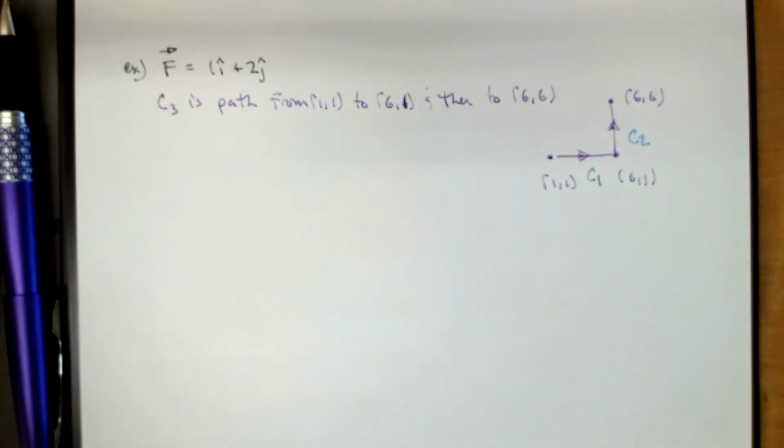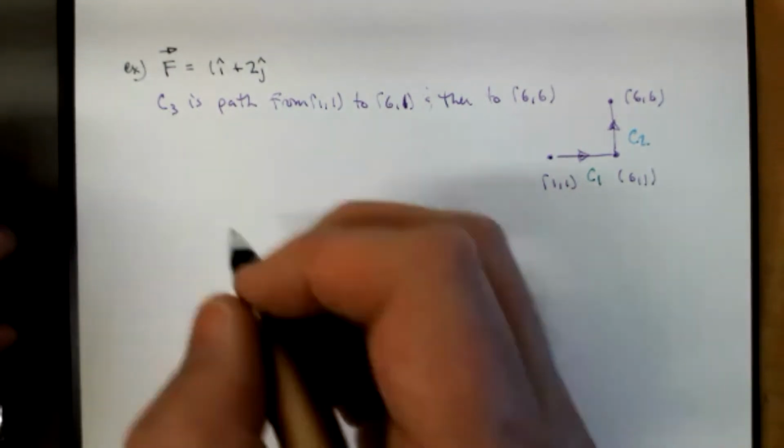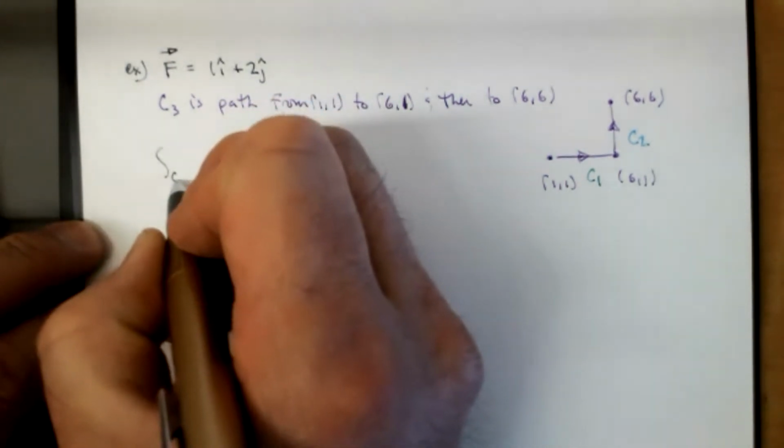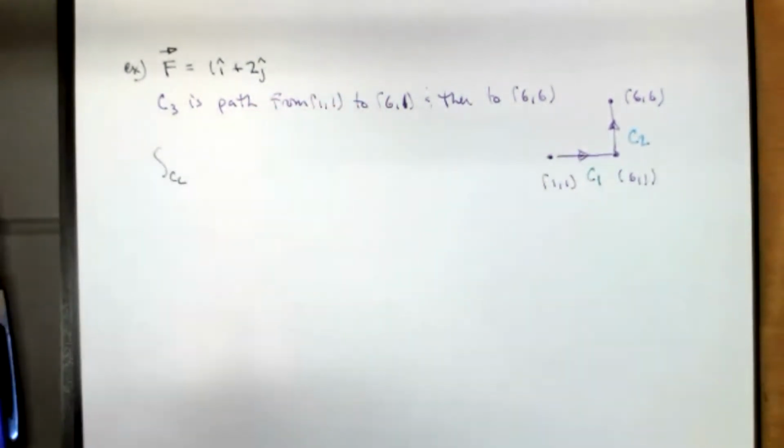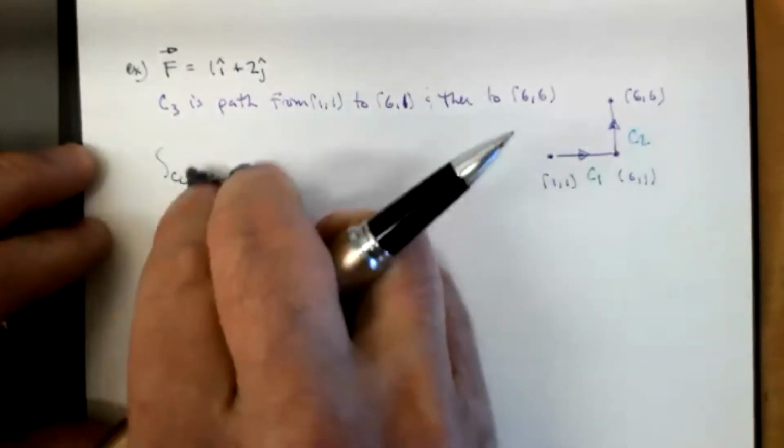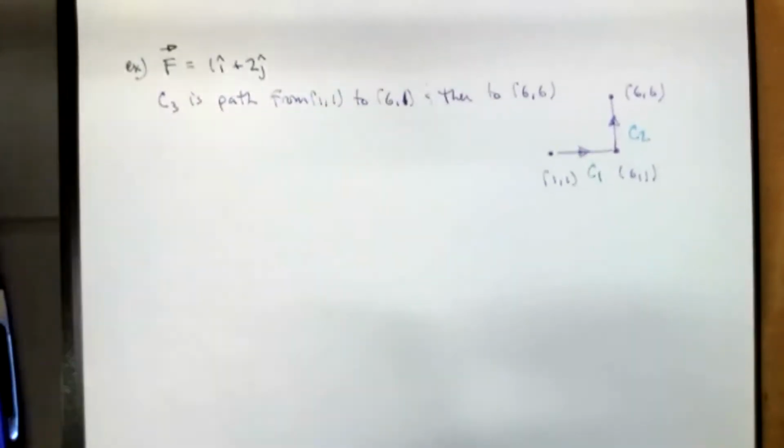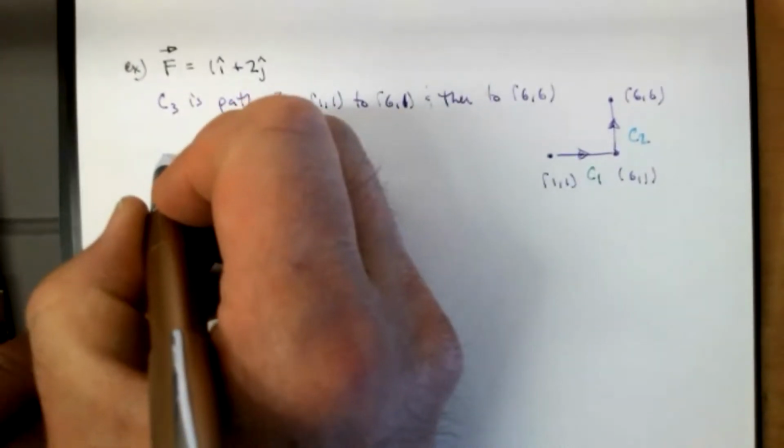So if we wanted to integrate over C3, I spelled 3 wrong. How many C's are in the number 3? 2, but they're backwards.